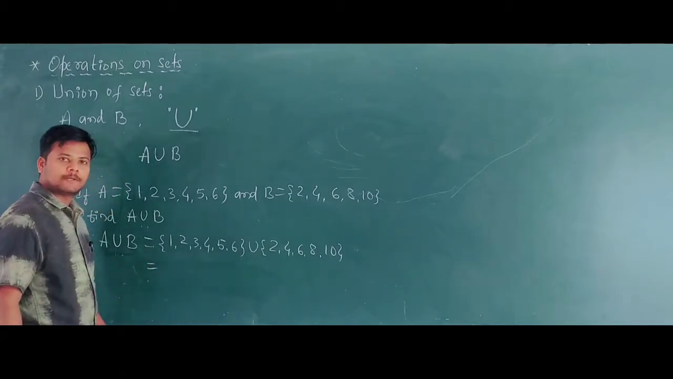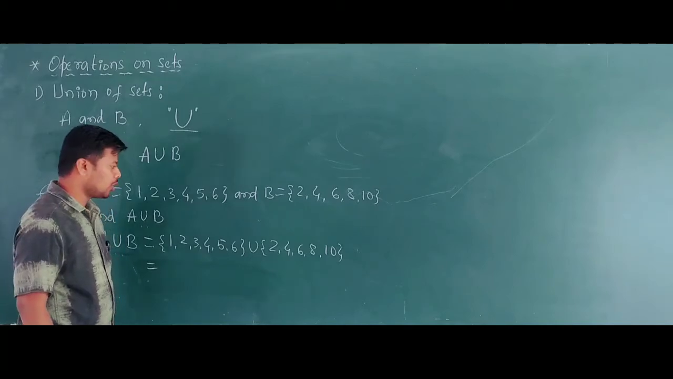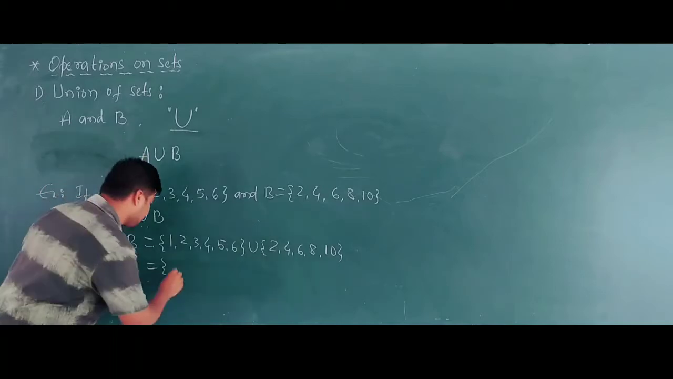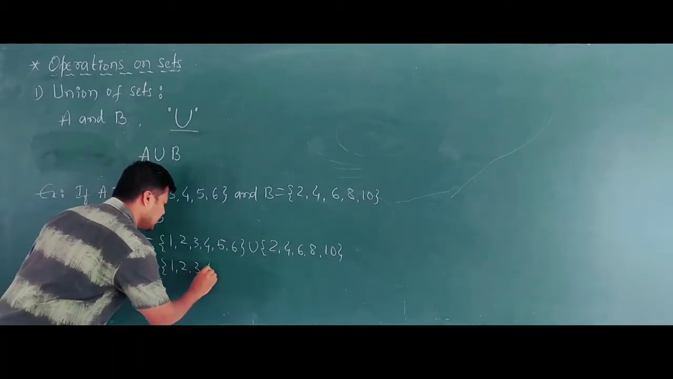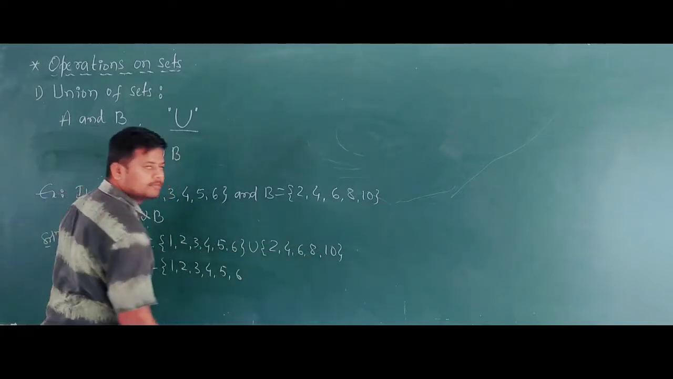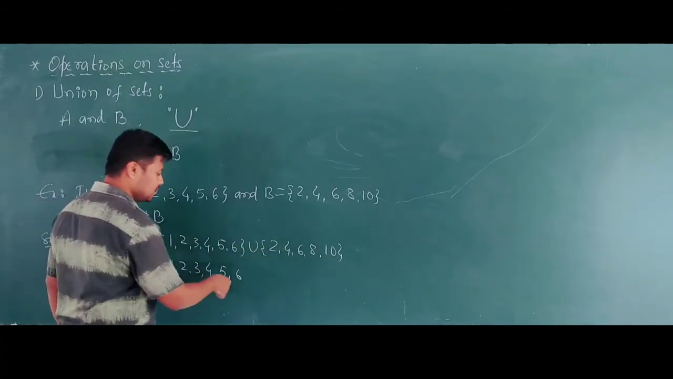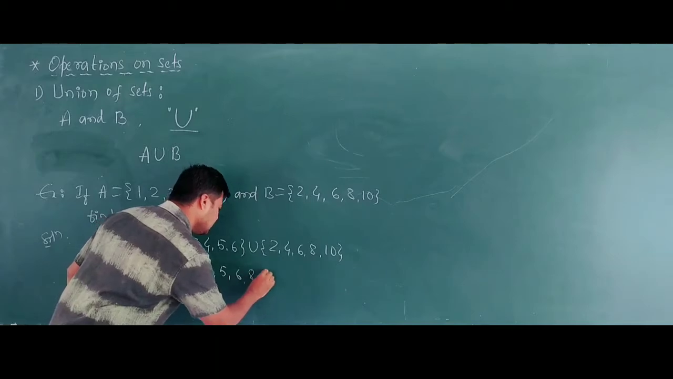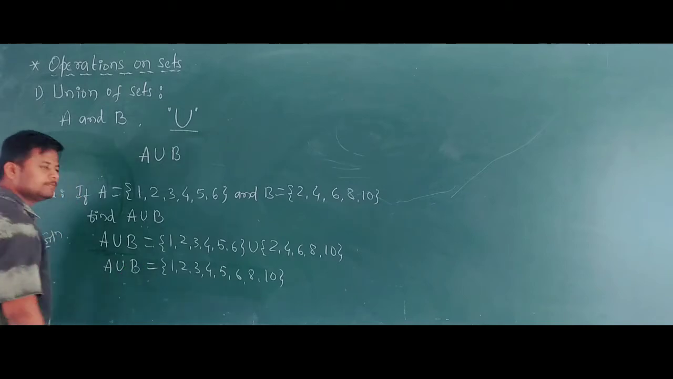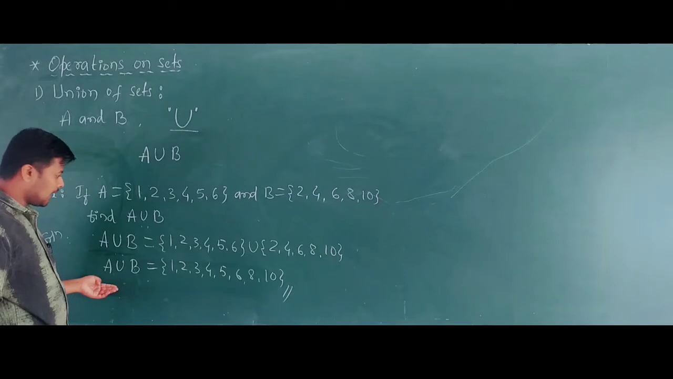Equals to, so what is union? It consists of all the elements of set A and set B, and we will write common elements only one time. So write down all the elements of set A: 1, 2, 3, 4, 5, 6. Now look at the set B elements. 2 is already there, 4 yes, 6 is there. Next 8, 10. So this is the union of A and B. Is it clear?